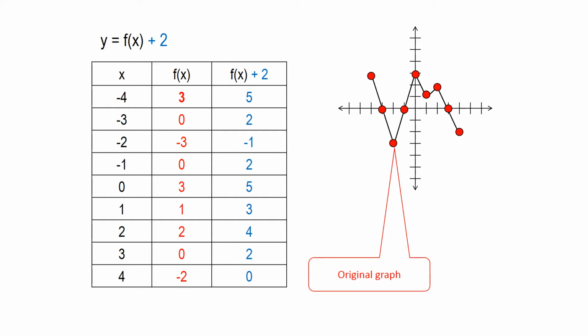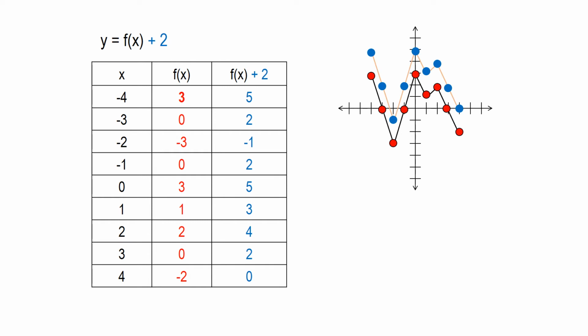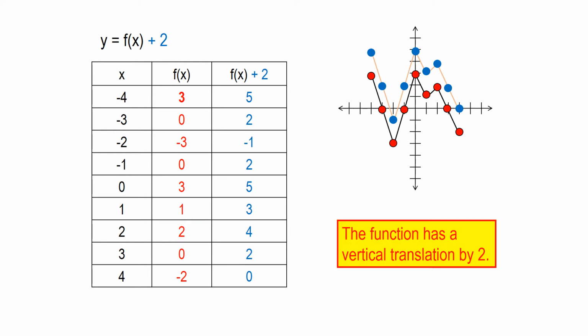Now go ahead, pause the video, plot your points. We want to make sure everyone understands how to plot their x and their y values correctly in the correct quadrants, and then press play to see if you've done it correctly. Here's the new graph. How will we describe this transformation? The function has a vertical translation by 2 units. Another option you could say is the function has been translated up by 2.